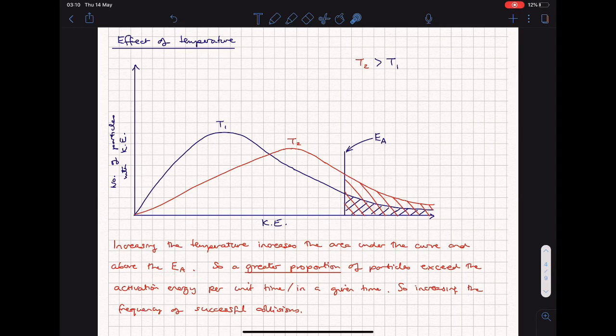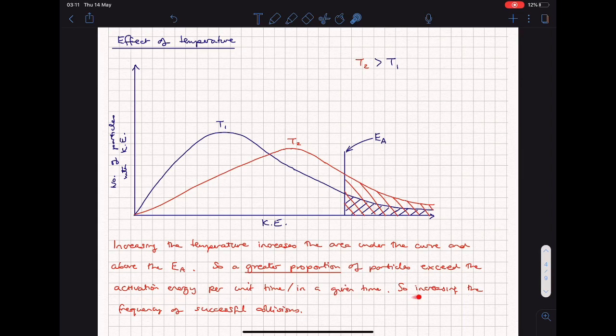So I've referred to the Boltzmann distribution curve, otherwise I'm not really answering the question if I'm asked to explain how the temperature affects the rate using a Boltzmann distribution curve. I must refer to the curve. So here's the key phrase again. A greater proportion of particles exceed the activation energy per unit time or in a given time. So if you say more particles exceed the activation energy, you won't get the marks. You must say greater proportion of particles exceed the activation energy.